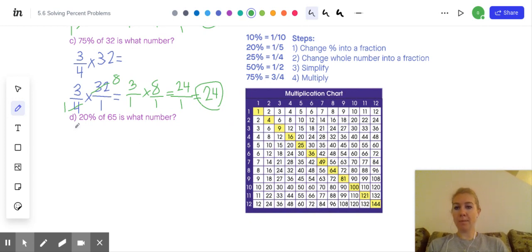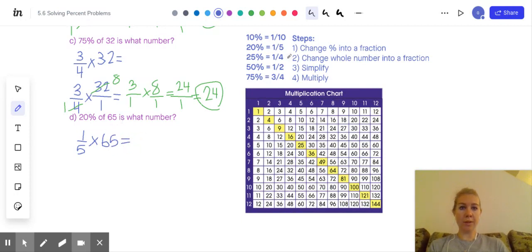One more. 20% of 65 is what number? Step 1, change percent into a fraction. 20% is 1/5. Of means times. 65 is our whole number. Is means equals.